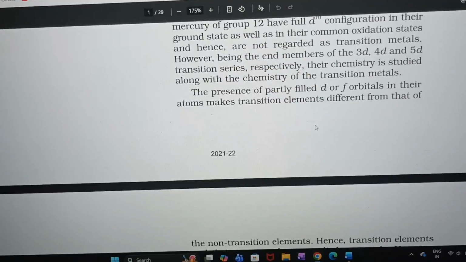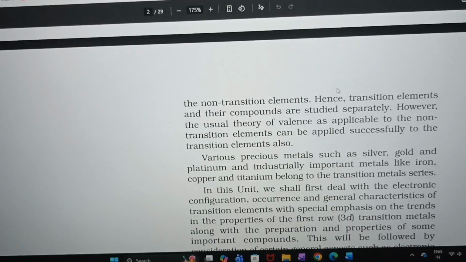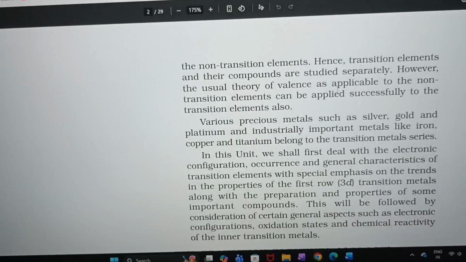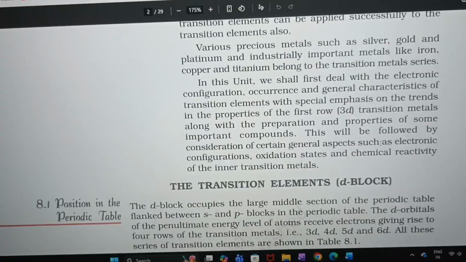Now the one thing that makes these transition elements different from the other elements is the incompletely filled d orbitals and f orbitals. So they will have some new chemical properties and they will form some complex compounds, and it is very important to know about them, because precious metals like silver, gold and platinum, and industrially important metals like iron, copper and titanium are all transition metals. So we have to understand their chemical properties and compounds, and only then will we be able to use them.